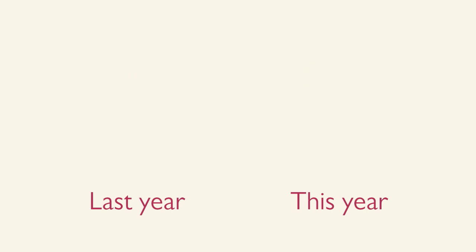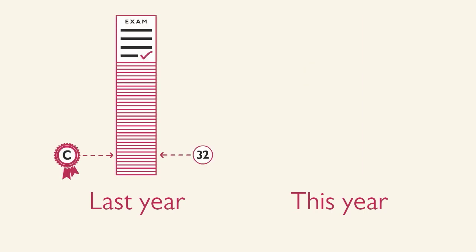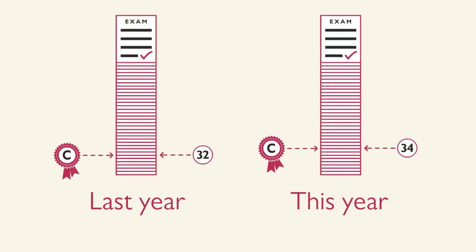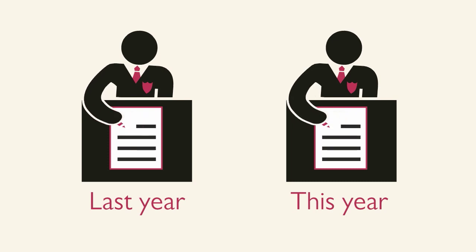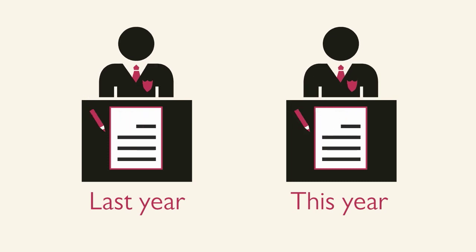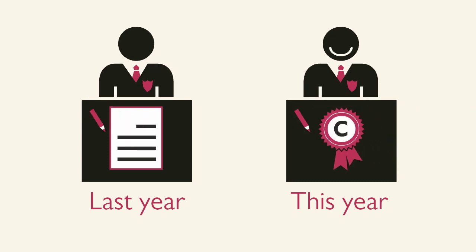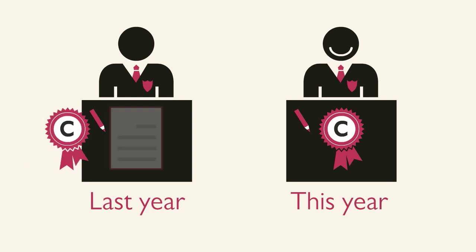So we consistently set new grade boundaries each time we set a new paper. This is why grade boundaries can be different each year for each paper. This system ensures a consistent level playing field. It should be no easier or harder to get a C grade, for example, this year from last year.